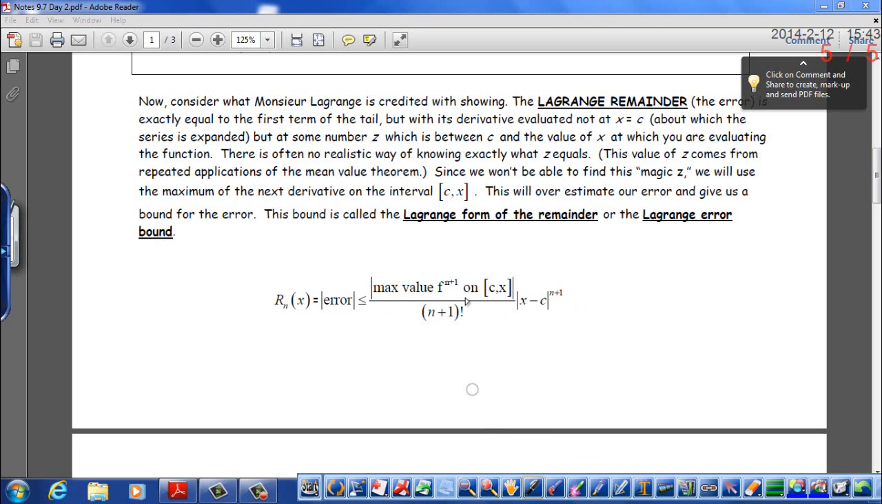Right here is that your error is less than or equal to the maximum of your next derivative between c and x, divided by n plus 1 factorial, times x minus c to the n plus 1. This part right here, you'll hear me refer to as big M. Big M is the maximum of that next derivative between your centering point and that x value that we're plugging into f of x for the approximation.